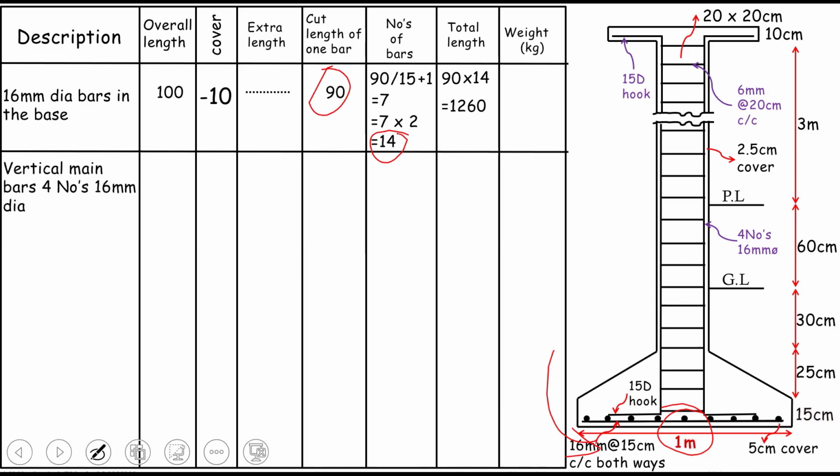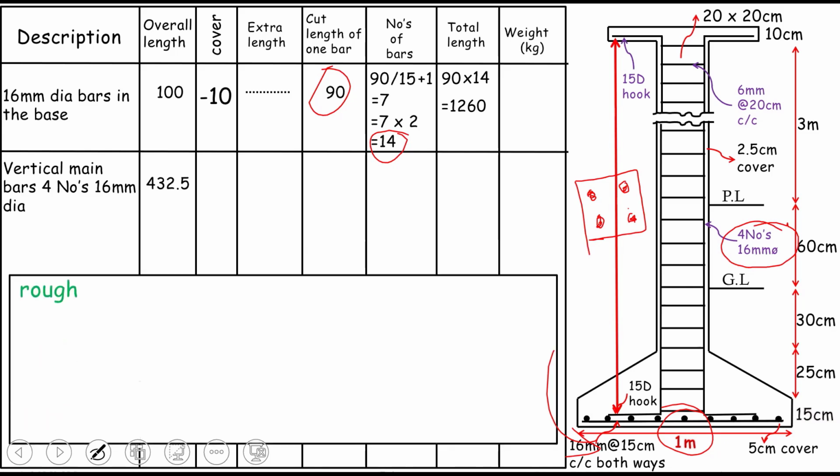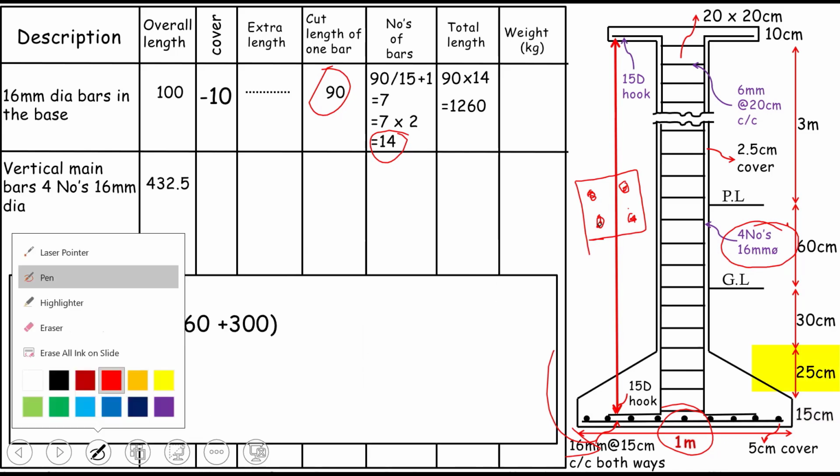The vertical main bars, which are actually 4 in number, and those are 16 mm diameter. That's just shown over here. As you can see, we have 16 mm dia, and those are 4 in number. If you draw a section, they may look the same way like this. Here are 4 bars. So the overall length, that can be 432.5, and you can just calculate that, because on a rough page, you can say 25, which is also just actually the height of the footing.